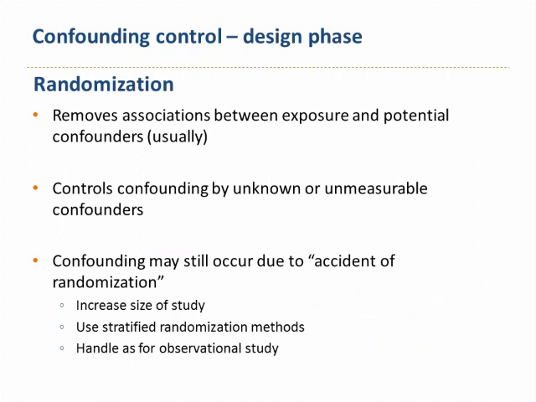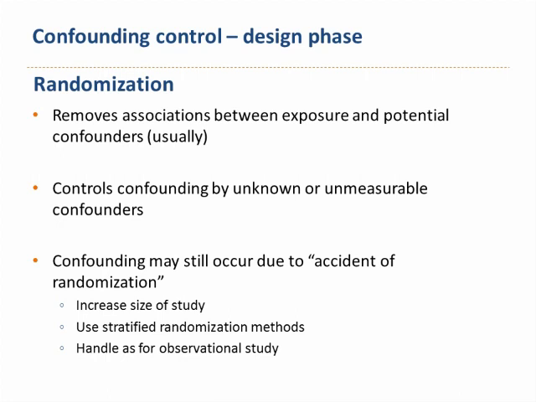Now let's talk a little bit about how we control for confounding. The first type of confounding control can be conducted at the design phase. One of the best strategies here is to conduct a randomized trial. In the process of randomization, we remove associations between exposure and potential confounders. This controls for both known and unknown or unmeasurable confounders, which is why the greatest level of evidence for causal inference comes from randomized trials.